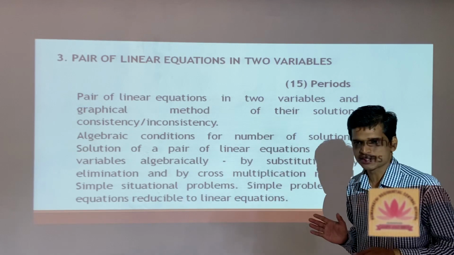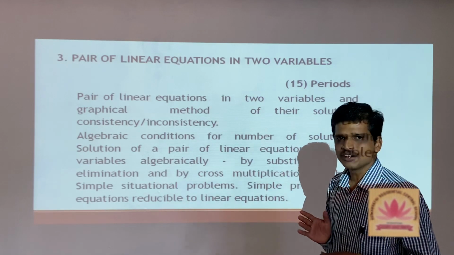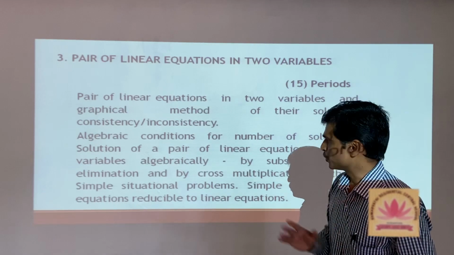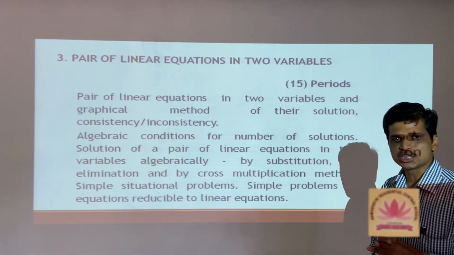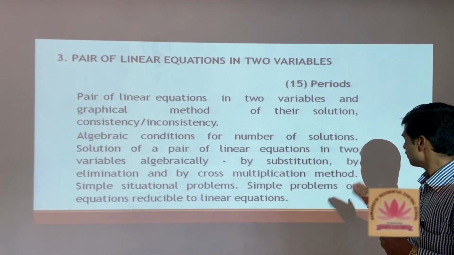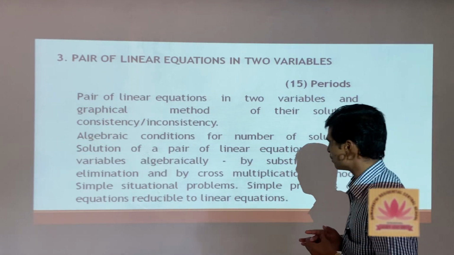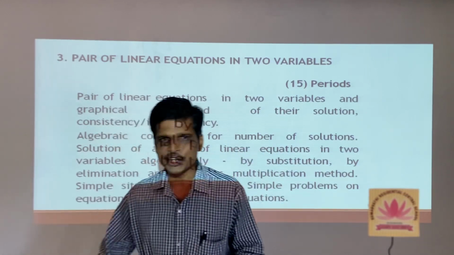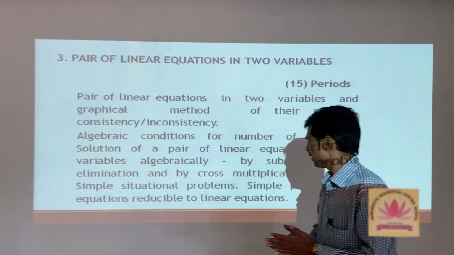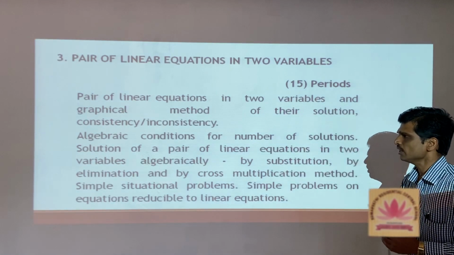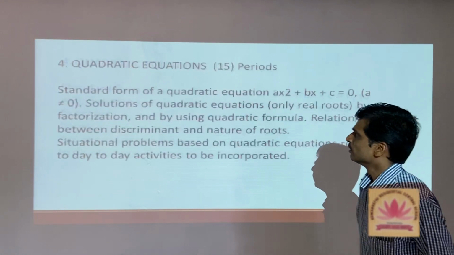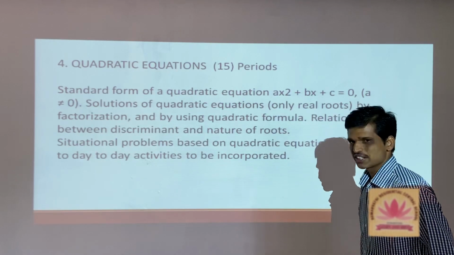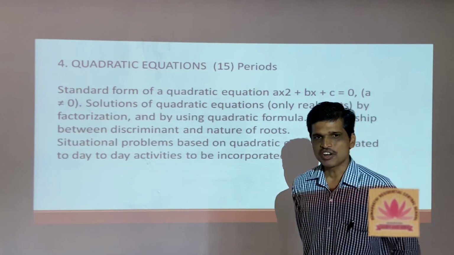In the next unit, number 2, which is meant for algebra, is polynomials. It contains 7 periods: zeros of a polynomial, the relationship between the zeros and coefficients of quadratic polynomials, statement and problems on the division algorithm for polynomials with real coefficients.